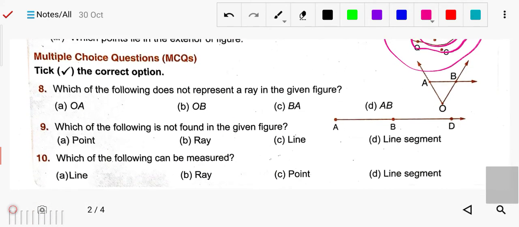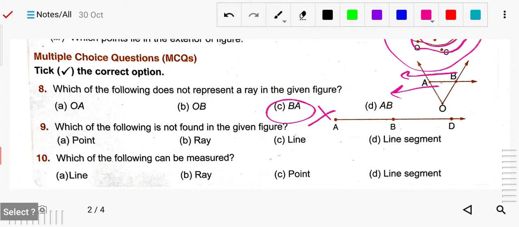Which of the following does not represent a ray in the given figure? Check OA. Here OA is a ray, it is correct. OB is a ray. BA, check B to A. Here you can check the naming. B to A means the A side should be increased. BA means the ray should go towards A, but here actually the ray is going towards B. So this is not a ray. AB, yes, correct, because the ray is going towards B.